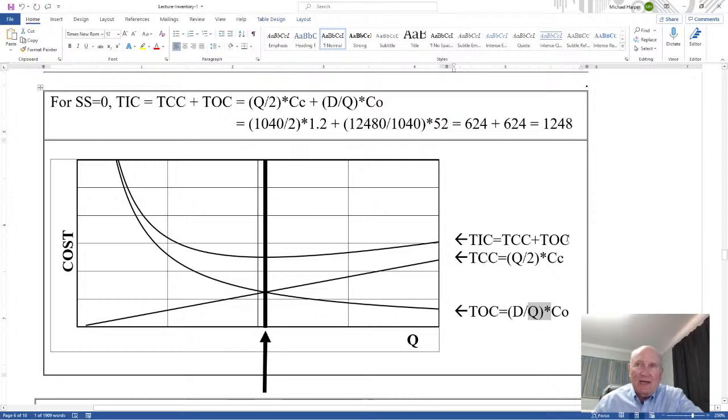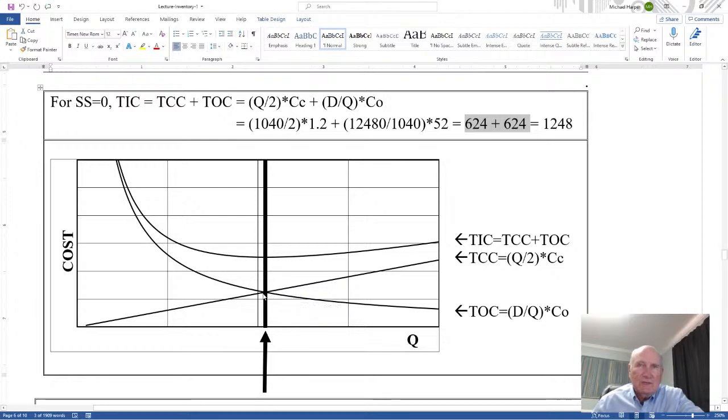When I add these two together, this is my total inventory cost. So you notice how this increases, this decreases, where they cross here is where that's a minimum. So visually you can see what's happening here. And that's why these two costs are the same. Because when these two cross, these are equal to one another, that means the sum of those is going to be a minimum.